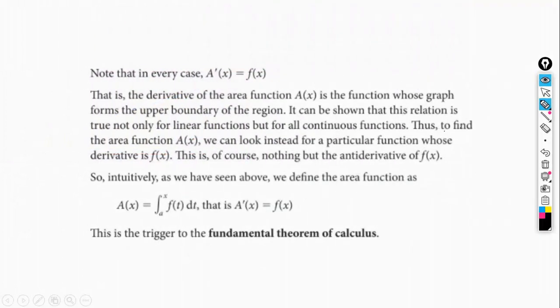So notice that in all three examples we did previously, the derivative of the area is equal to f of x. In general, what this means is the following. If we have a curve that is continuous, so let's make a curve that is continuous here, and we find the area under that curve from a to a value x, and this curve is f of x here.